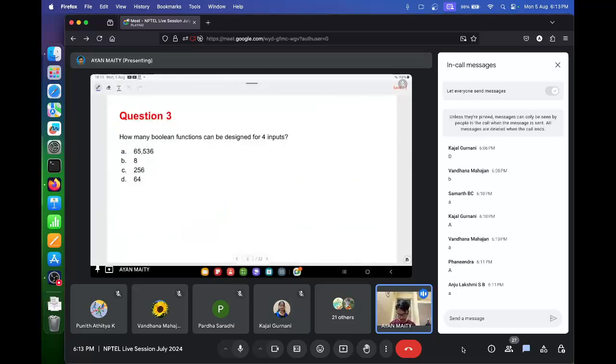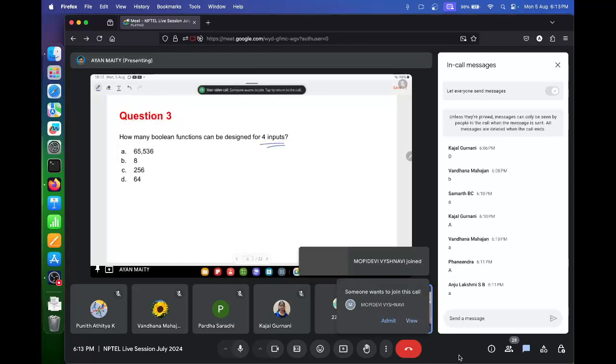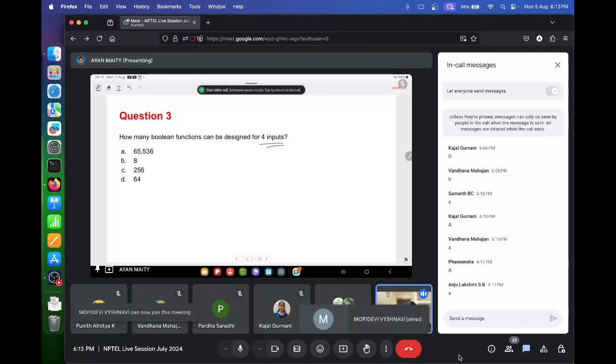Now moving on to question 3. How many Boolean functions can be designed for 4 inputs? There are 4 binary inputs in a Boolean function. So how many Boolean functions can be designed using 4 binary inputs?